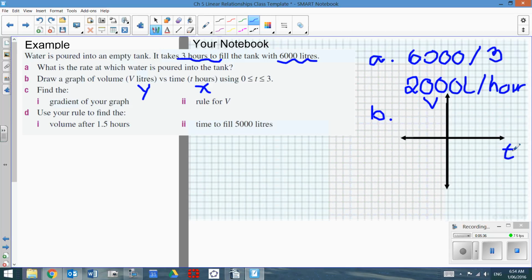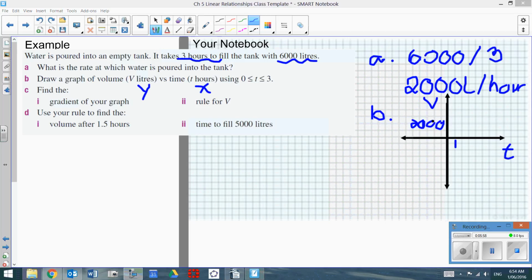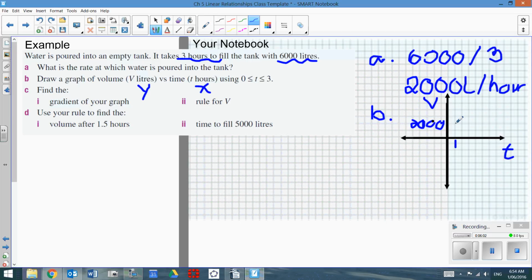And what it's saying is draw a graph of the volume versus the time. So in other words, if 1 hour passes, we're going to wind up filling up 2,000. So let's do a little skipping here. If we let each of our values here on the y-axis represent 1,000, let's put 2,000 right here. So after 1 hour passing, we have now filled 2,000 liters. So we have 1 point right here on our graph.